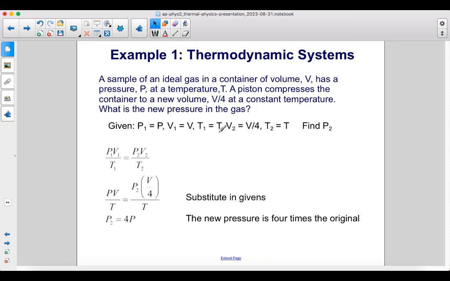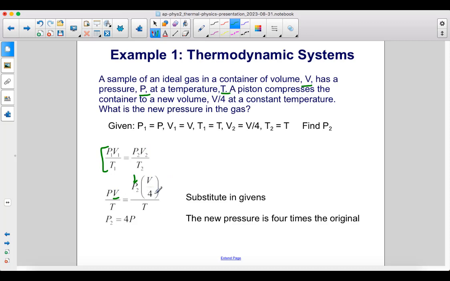Because n and R are constant, we can set the left side of the ideal gas law equal to itself. Then, over here, we start with PV over T, right? P1, V1, T1, they're all just V, P, and T. Now, we're going to hold temperature constant, so T will remain the same. However, we want to know what's going to happen to P2 when we change V2. Instead of V2, we're going to put in this V, but over 4.